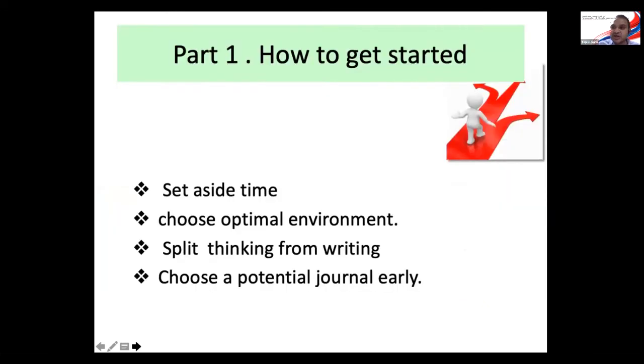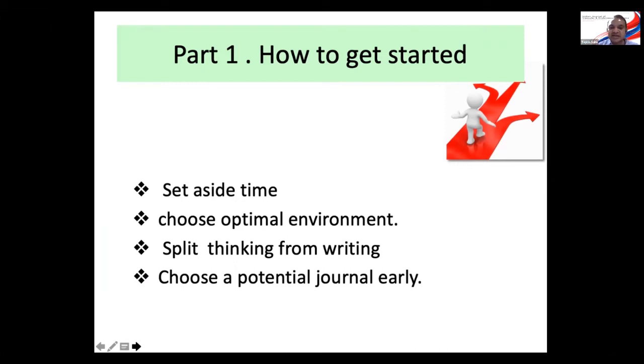So this is how to get started. The first thing is, you cannot be doing routine work thinking that one submission also has to be there. You have to set aside time if you want to think on that, and the time has to start at least a year before your publication, because that is the time the whole process takes. So first set aside a time on a leisure day. Choose the optimal environment to think. Split thinking from writing. You are not going to write the first word the moment you start thinking. So you have to first think about what you need to say and then start writing.